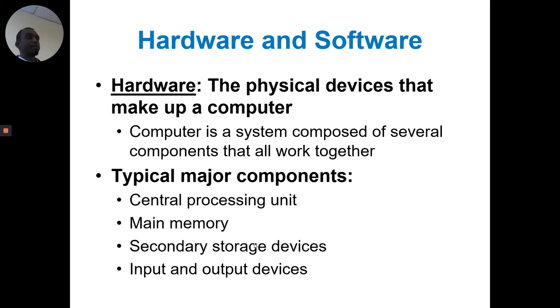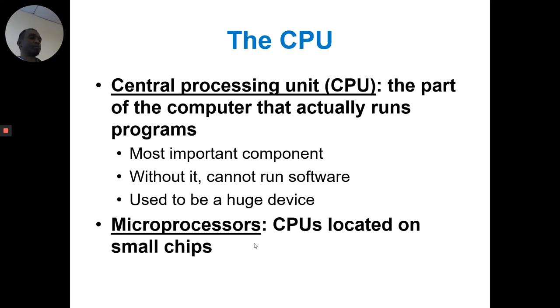So the hardware, like we said, is the physical devices that make up a computer. A computer is a system composed of several components that all work together. Typical major components are the central processing unit, the main memory, secondary storage, and input and output devices, as we just mentioned. The CPU is the part of the computer that actually runs programs, the most important component. Without it, you cannot run software.